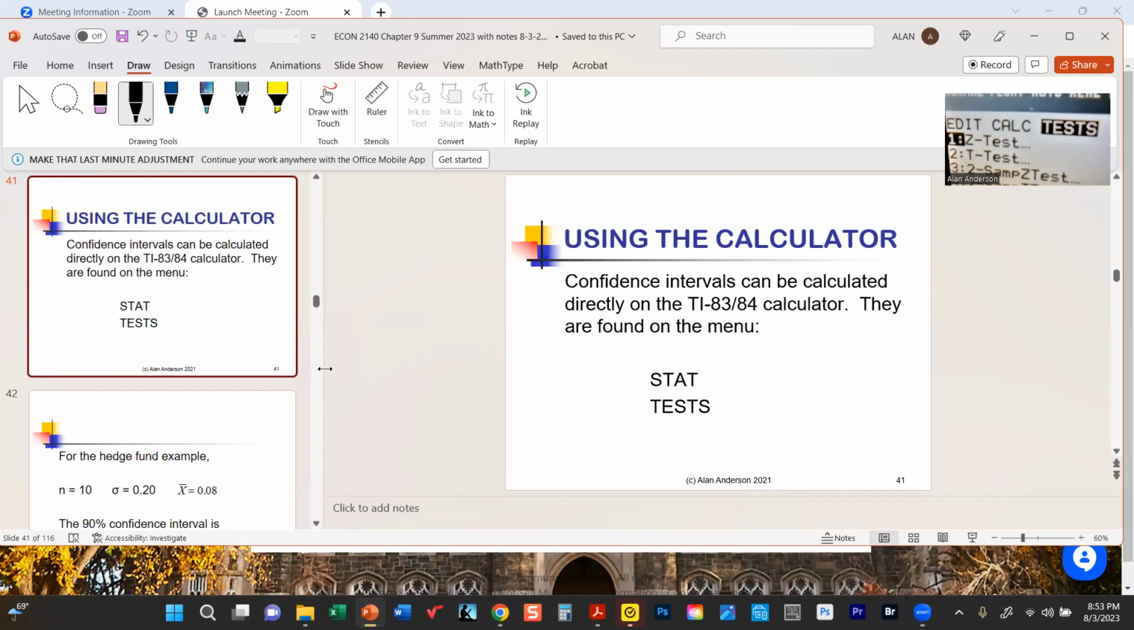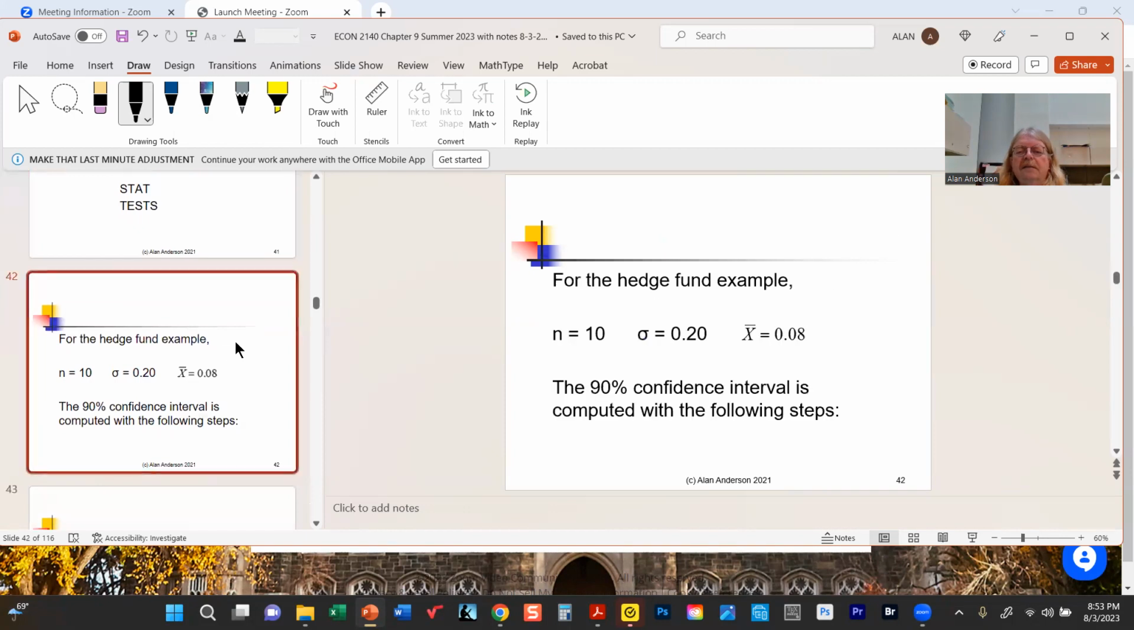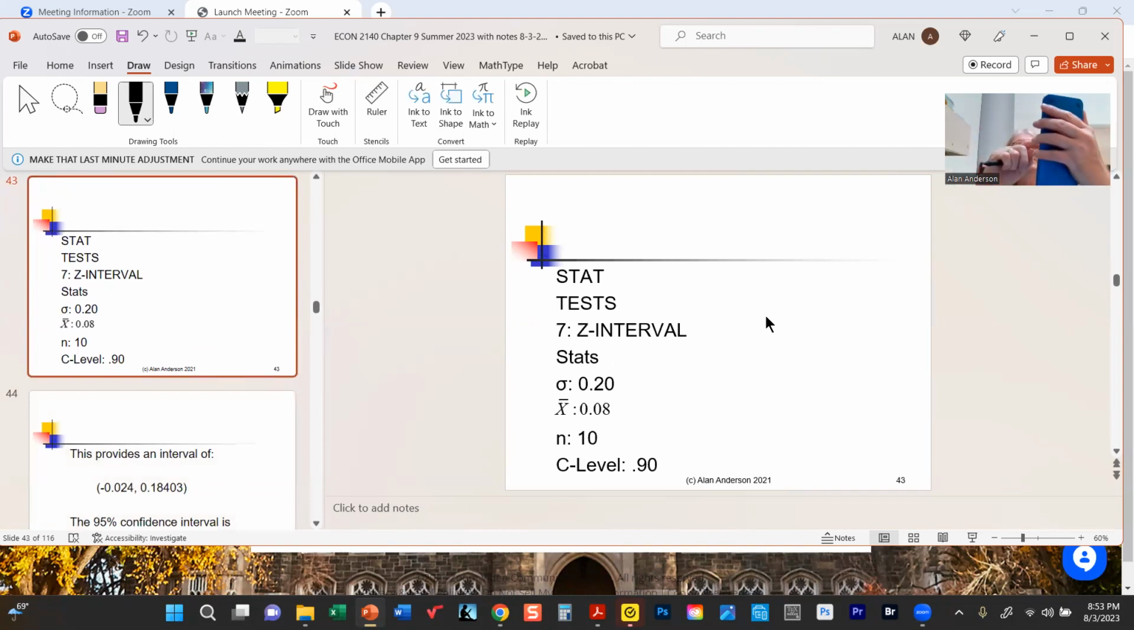Again, I know it's backwards, but you should be able to see that. And when you get there, and by the way, this is the last example. This is the data we had. We'll start with 90%. You're going to choose number 7, the z interval. How do you know that? Because the word interval indicates that it's a confidence interval, and the z reminds us that this is a standard normal case because sigma is known.